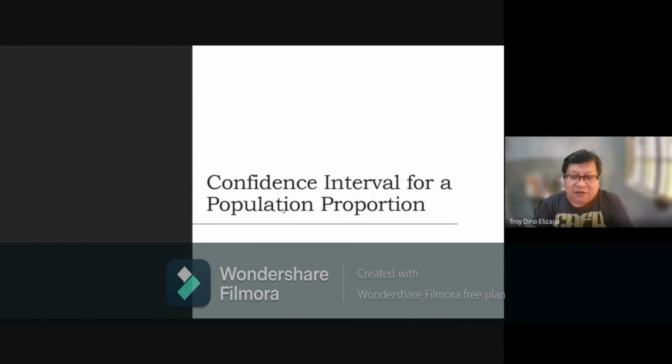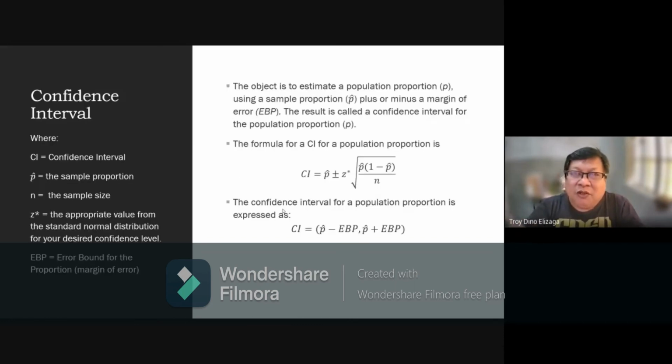Okay, so the other set of formulas that I mentioned has to do with when we are dealing with population proportion. The first one was population mean. This time we have a population and we want to know the percentage characteristics of the population. So the objective is to estimate a population proportion using a sample proportion represented by p hat. The caret on top of the p is the symbol, and it is pronounced p hat.